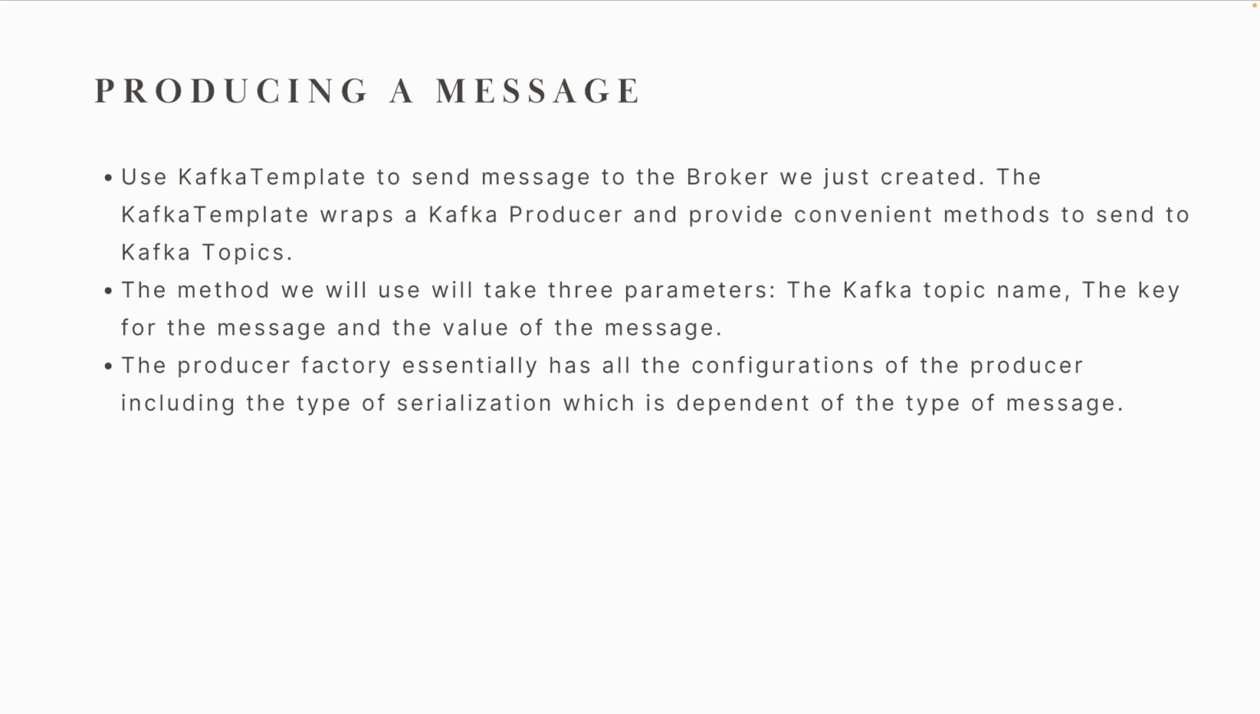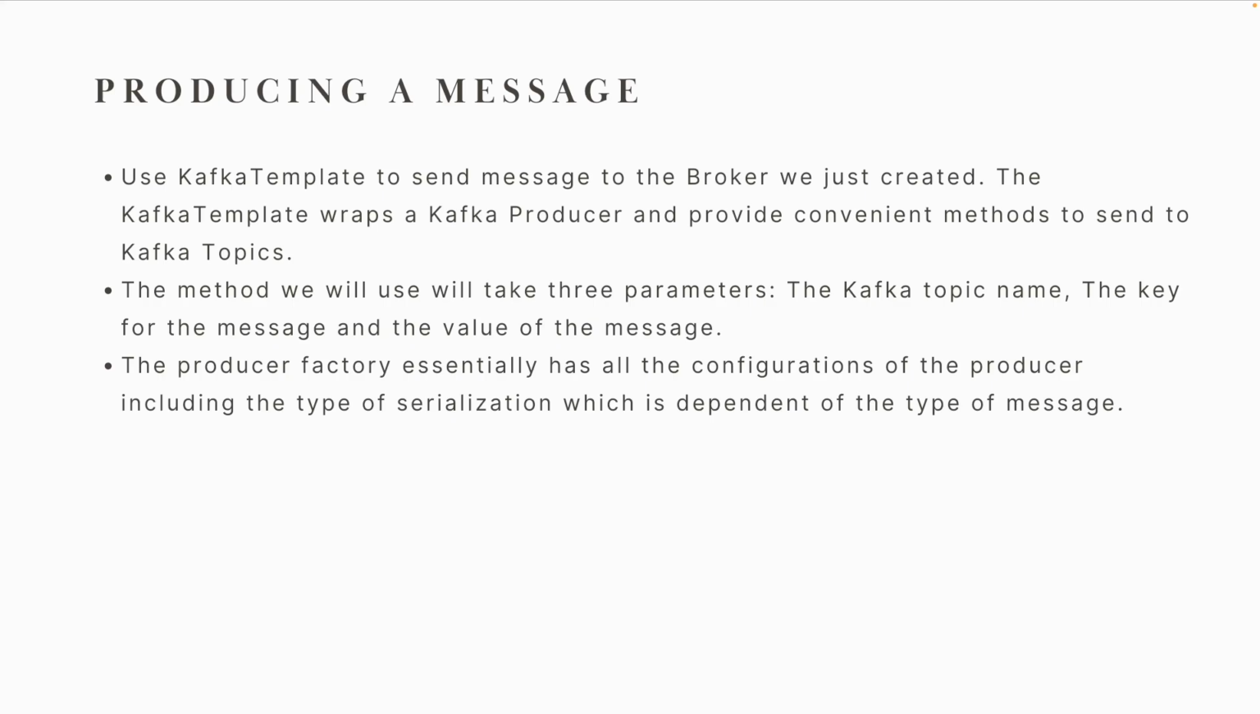So before getting started with actually producing a message, I want to go over how it will actually be done. We'll be utilizing a Kafka template to send messages to the topic we just created. The Kafka template will wrap a Kafka producer and provide convenient methods to send to Kafka topics, whether it's the topic we just created or any other topics that you choose to define in the future. The method that we will utilize to send a message to the topic will need 3 parameters: the topic name, the key for the message, and the value of the message, which would just be the transaction message that we just created.